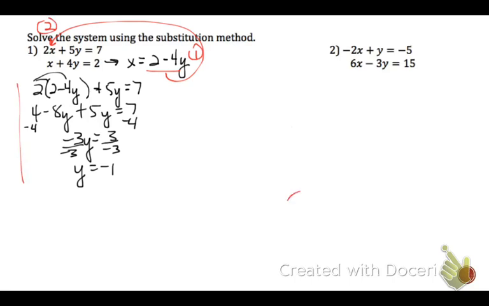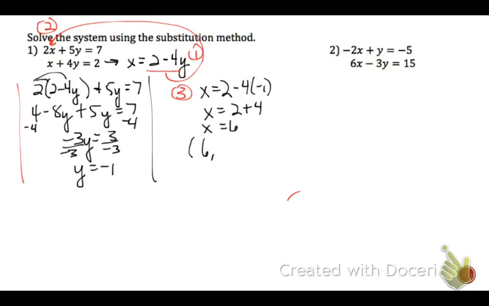Now the next thing we're going to do is step 3. That's where we're going to take the value of y and plug it into our revised equation. That's the one where we have solved for that single variable, because that will be the easiest. So we'll take 2, negative times a negative is a positive, plus 4, so x equals 6. So without graphing, we found the point where these two lines intersect.